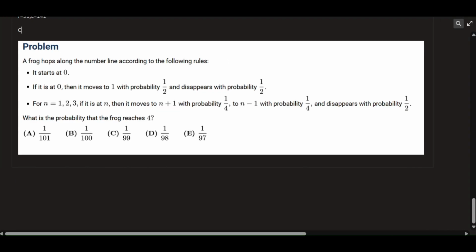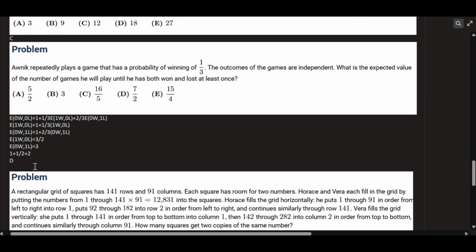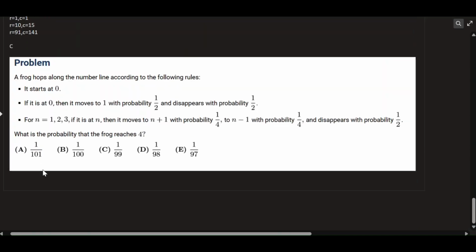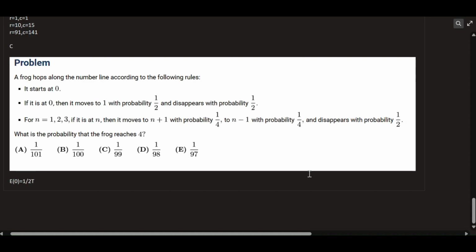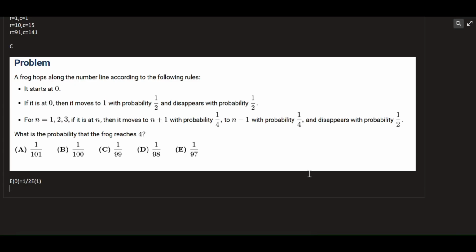Moving on to our final question, question 20. We can do something similar to what we did with question 18. We can define a couple of states. So we can say that the odds that it wins when it's at point 0 is E of 0, and then that is 1/2 E of 1.